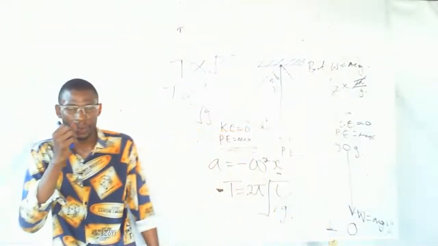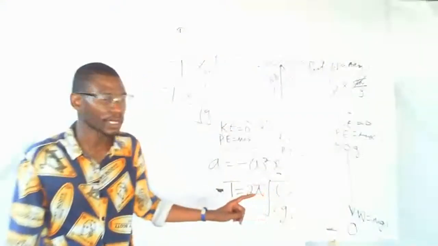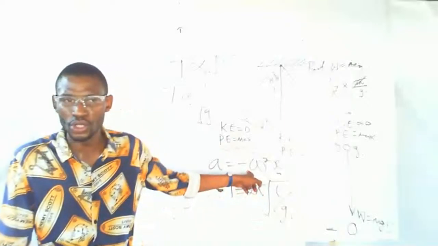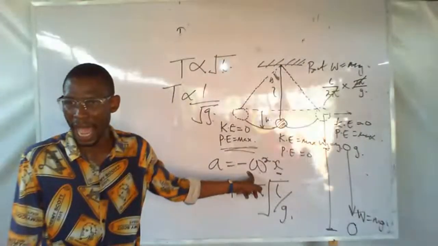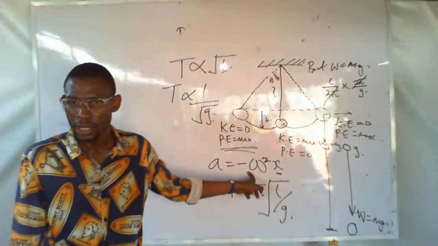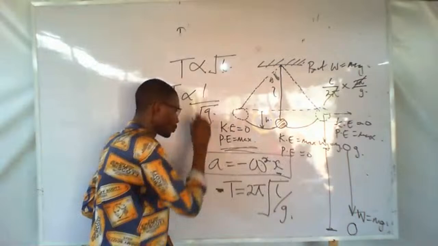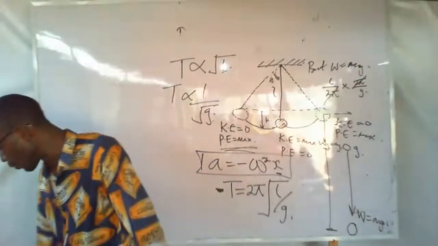Now let's continue. Do you have this? Remember, don't forget that this negative sign means that the acceleration of the object is always toward the center. That's what it means. Don't forget this symbol here. Is that taken? Don't forget. God will help you.